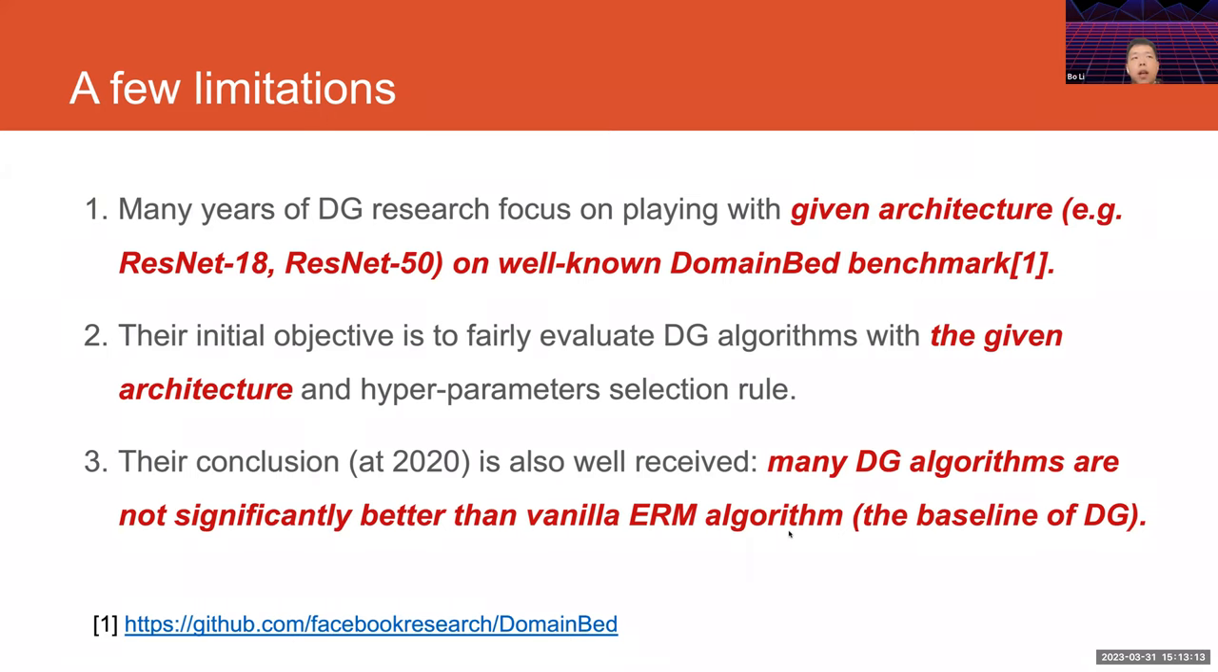And their conclusion is kind of weird, but it's well accepted, that many DG algorithms are not significantly better than the vanilla ERM algorithm, which is also the baseline of DG. I need to expand the term. ERM is short for empirical risk minimization. It just simply combines all the domains together for training, and does not consider the differences of the domains. So it's called the baseline of DG.